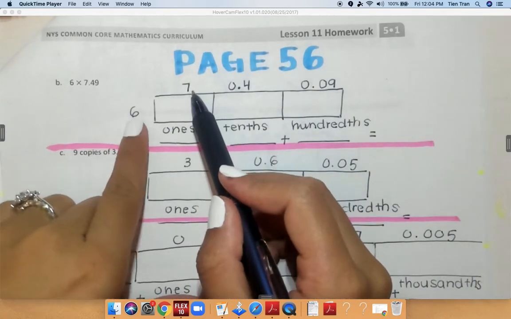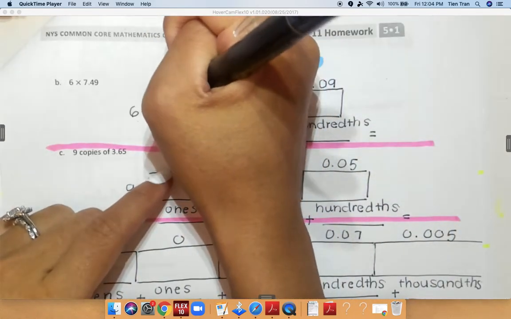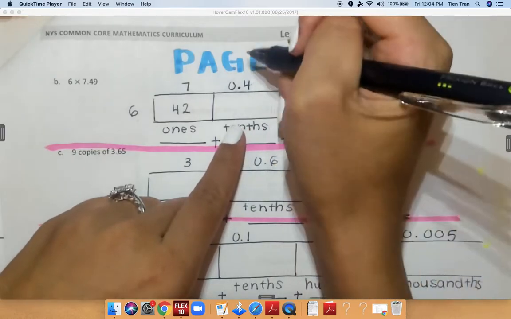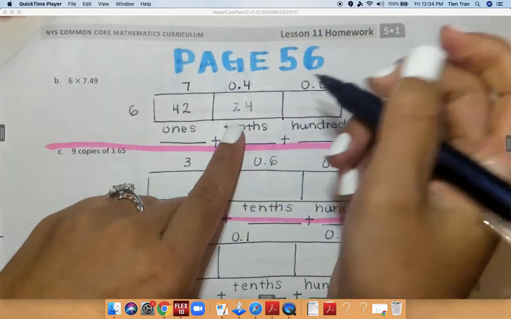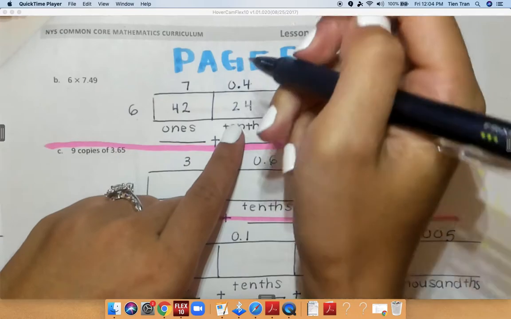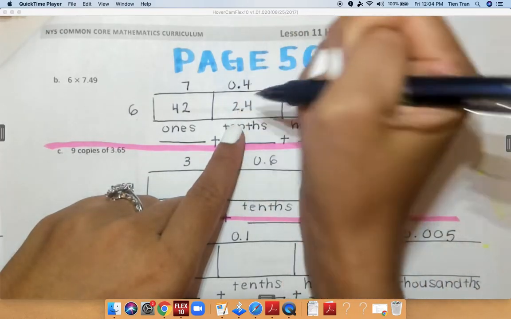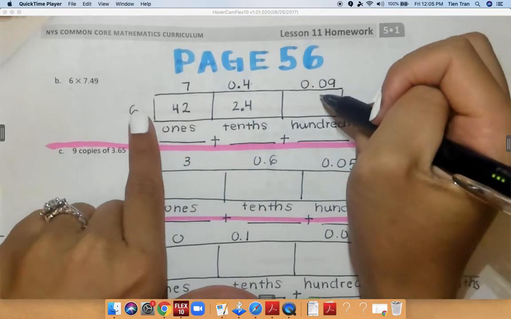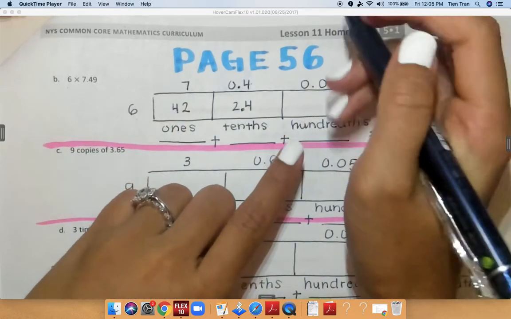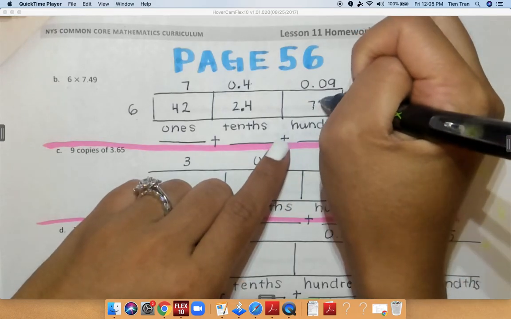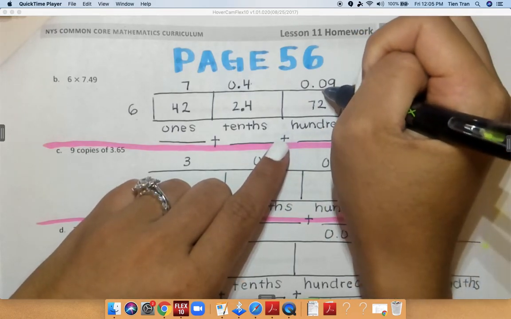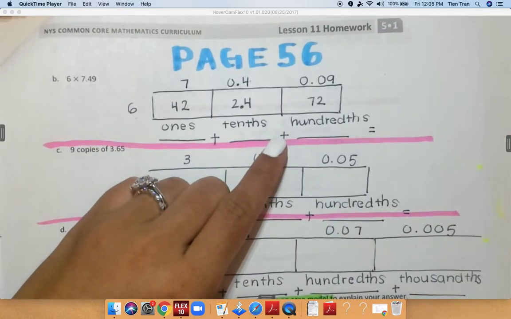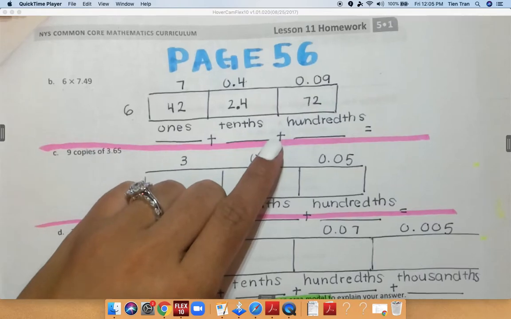Okay, now I'm going to multiply. 6 times 7 is equal to 42. Okay, and then 6 times 4 is equal to 24. But look here, I have one decimal that is moved over, so I'm going to do the same thing. My decimal is also going to move over once, so it's right in the middle. Now 6 times 9 is equal to 72, right? And you notice that they moved their decimal over 2 times. So what that means is I also need to make sure I move my decimal over 2 times.